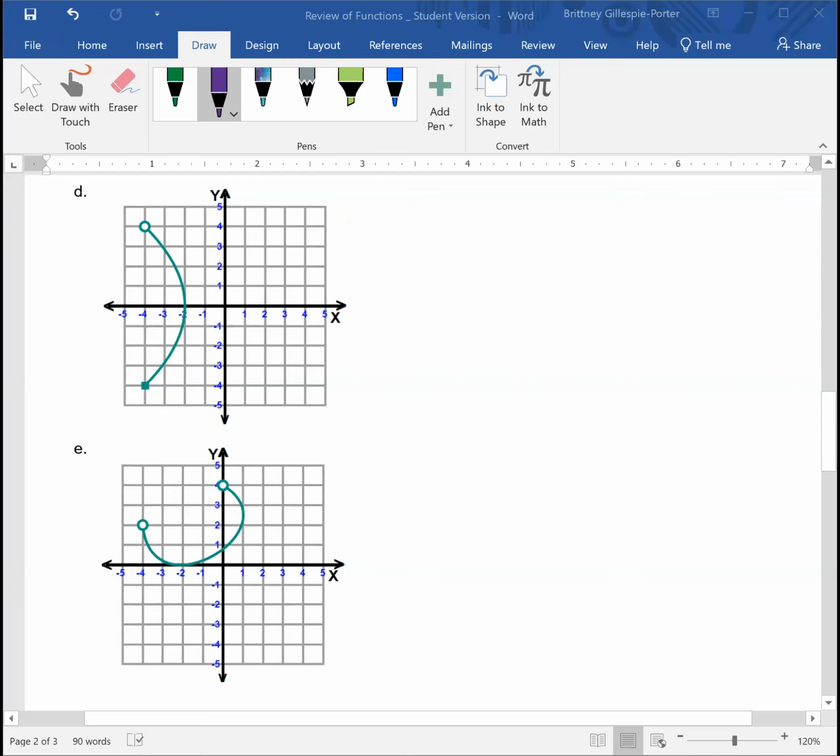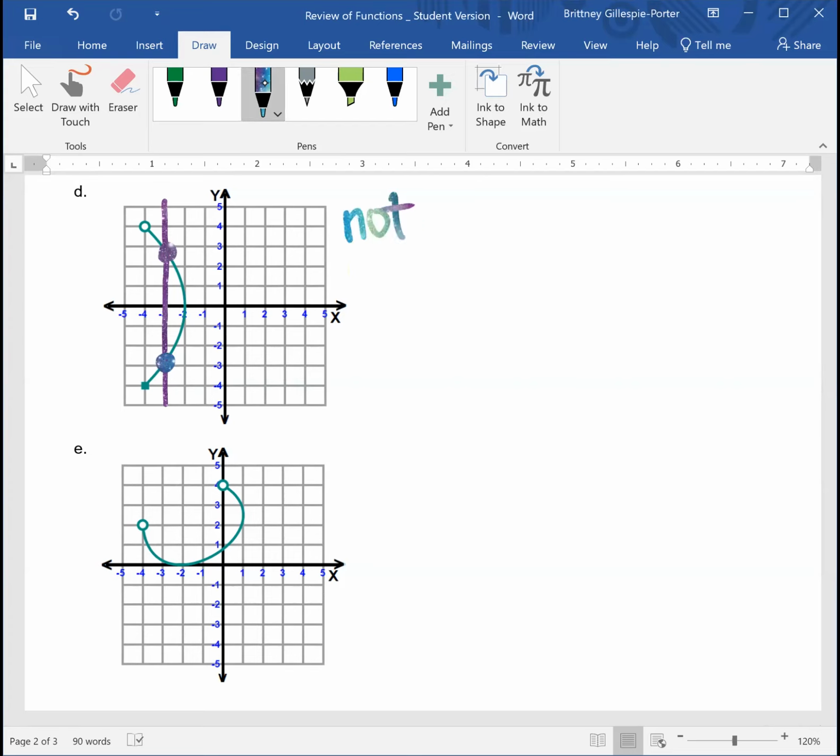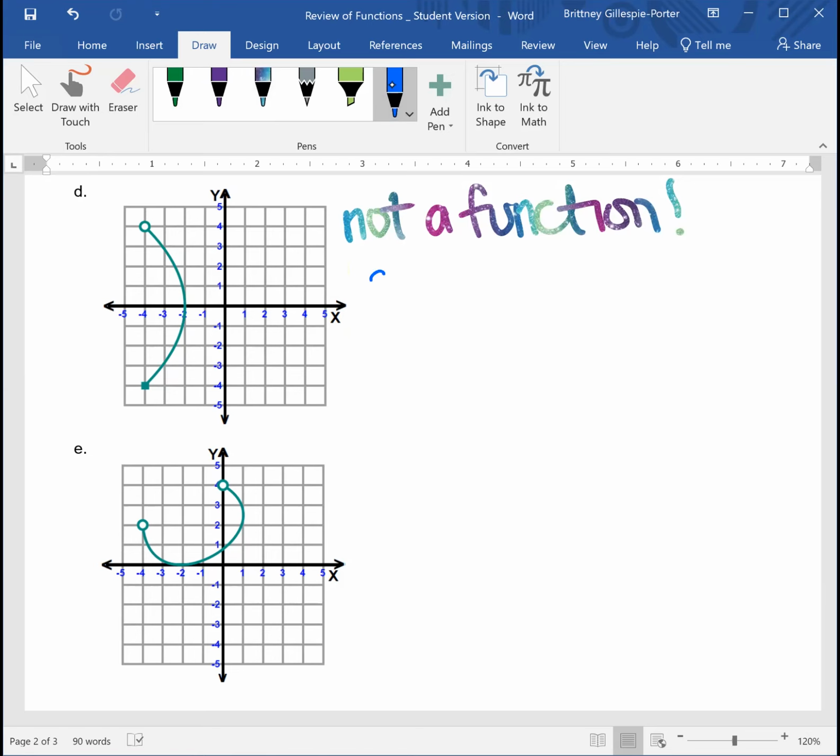Let's do a couple more examples of finding domain and range from a graph and determining whether or not we have a function. Remember, to determine if you have a function, you need to do the vertical line test. If you can draw even one vertical line and hit your graph in two separate spots, remember this means that it is not a function, because it failed the vertical line test. Even though it's not a function, we can still find the domain and range.